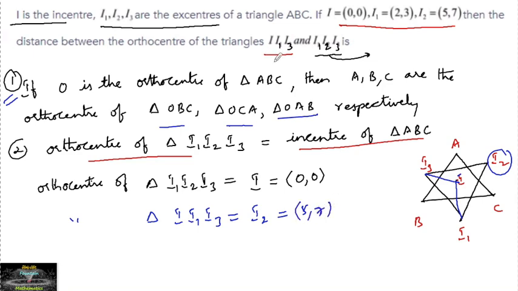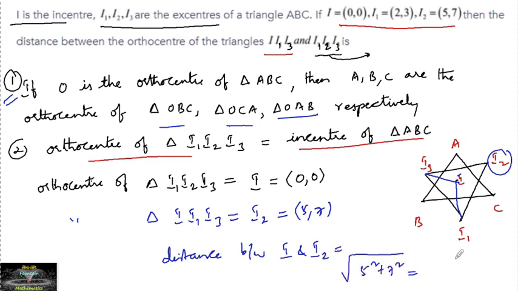So now we need to find the distance between these two. Distance between I and I2 is nothing but the square root of 5 squared plus 7 squared. So 5 squared plus 7 squared, 25 plus 49 is 74. So root 74 units is the answer. Okay.